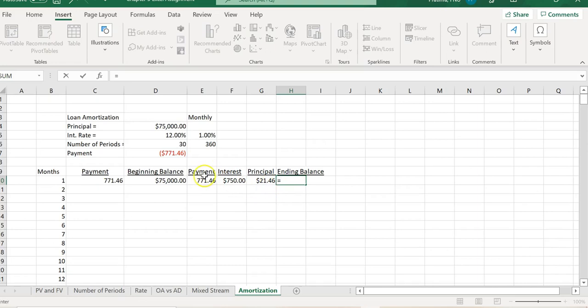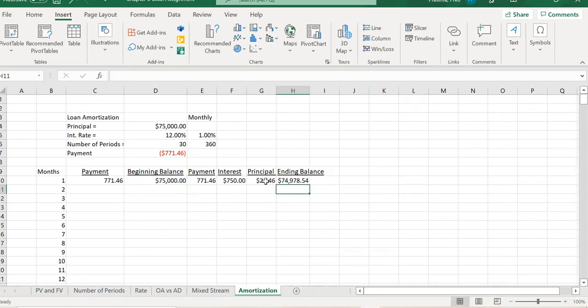So to get the ending balance, we will subtract this principal amount from the beginning balance. This minus whatever principal has been repaid. So this is how we will get the ending balance. For the first month, we had the beginning balance, then during that month we made a total payment of 771.46. This total payment includes $750 as interest and the remaining 21.46 as the principal, and out of the beginning balance we will subtract the principal that has been repaid, and that will give us the ending balance.